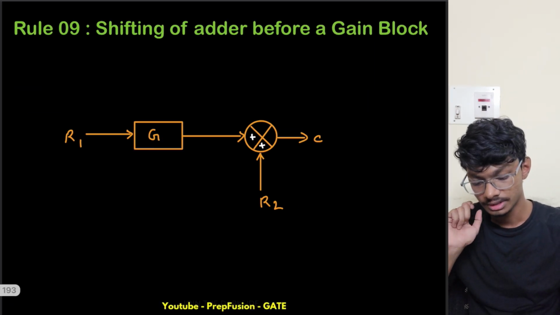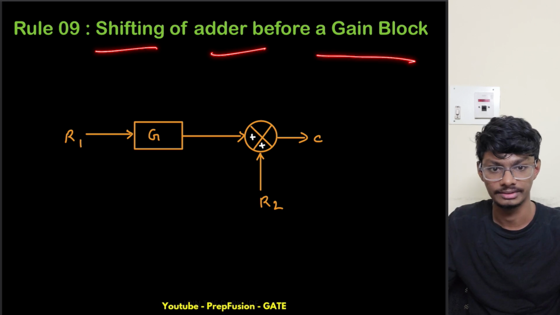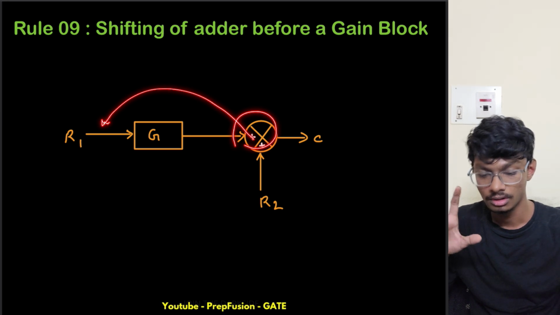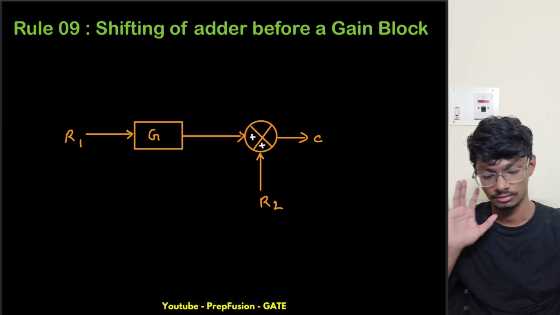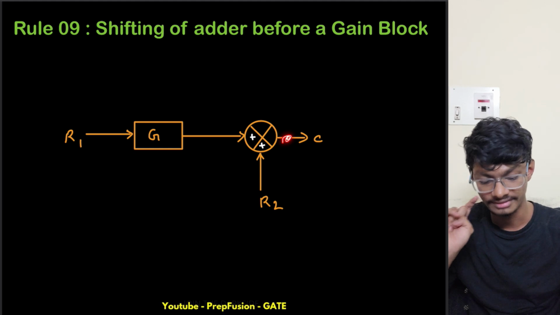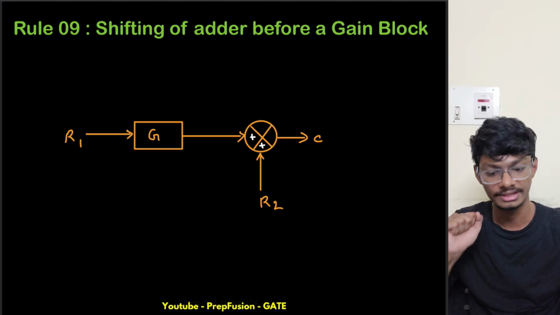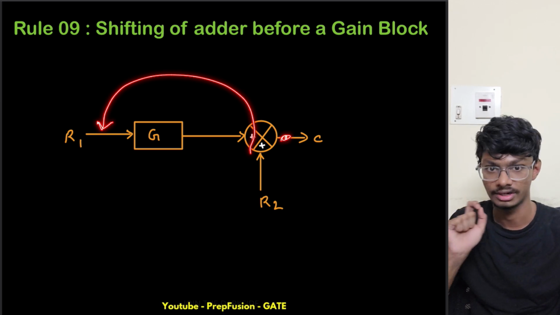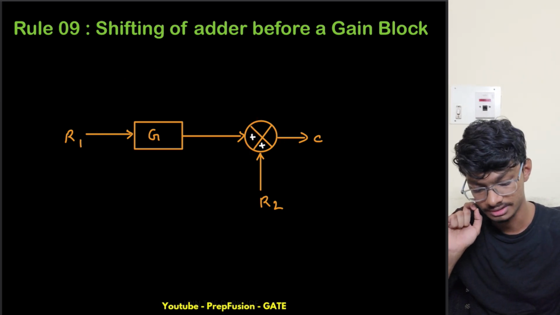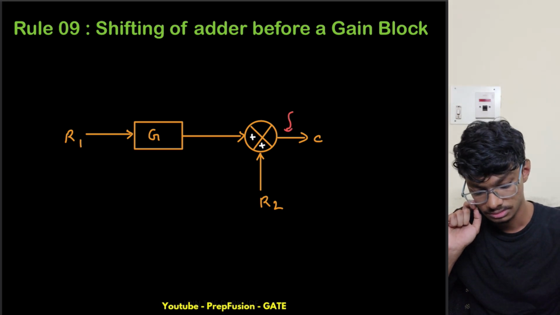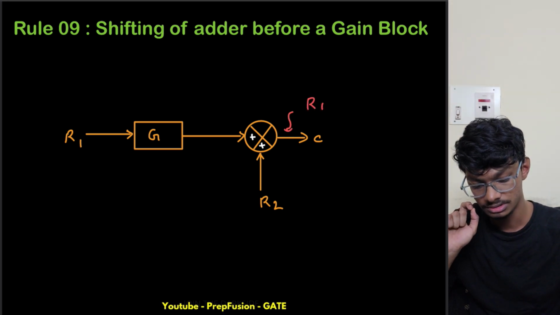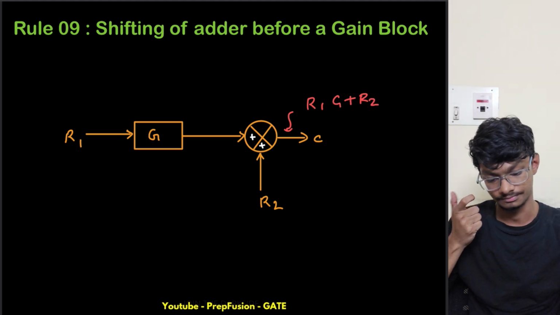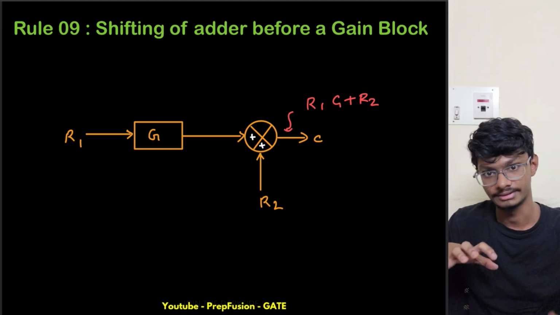So the next rule is shifting of adder before a gain block, right? I want to shift this adder before a gain block, but this time I'm not shifting the takeoff point. The main point to note here is that the output at this point should remain unchanged. If I shift this adder here, the output at this point should remain same. So what is the output at this point currently? It is R1 times G plus R2, right? This is the output at this point.